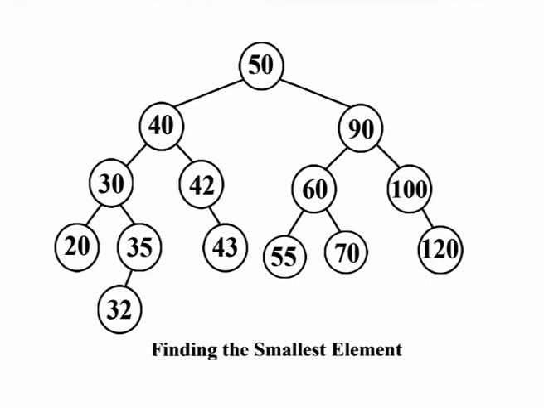Look into the diagram. Here in this binary search tree, we move to the extreme left of root node 50. That is, we move from node 50 to node 40, node 40 to node 30, and then node 30 to node 20. We have reached at the extreme left, which contains the smallest element 20.